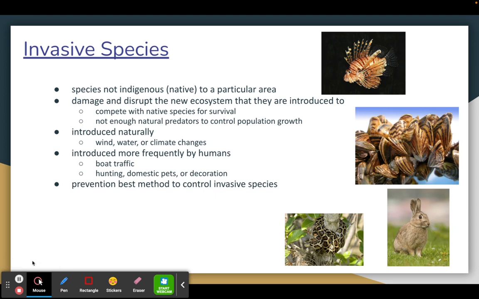The best way to prevent invasive species from entering a region is to try and prevent it, right? So the best thing that we can do is clean boats before they're entering into a new ecosystem so that we don't introduce any new organisms that maybe aren't native to that area, and don't release domestic pets, obviously.